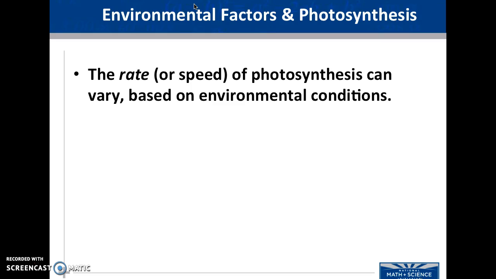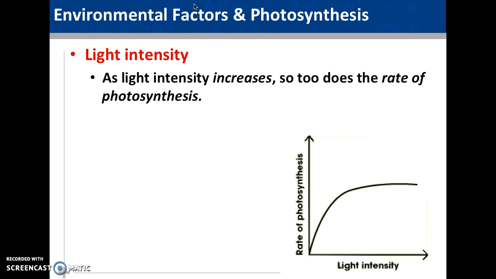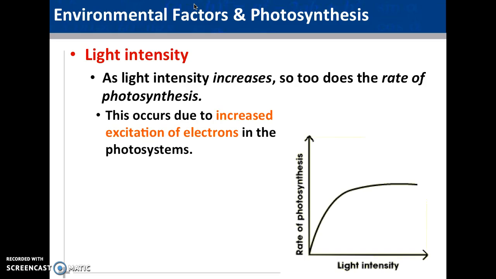Some environmental factors in photosynthesis, because remember, we always need to be thinking about how does this relate to our bigger picture understanding of the world. The rate or the speed of photosynthesis can vary based on environmental conditions. This should be obvious. Light intensity, temperature, and oxygen concentration are all going to impact how quickly I can perform photosynthesis. As light intensity increases, so does the rate of photosynthesis, obviously.